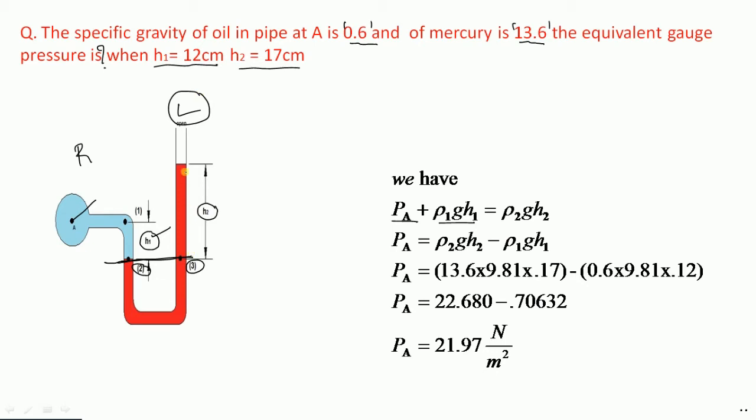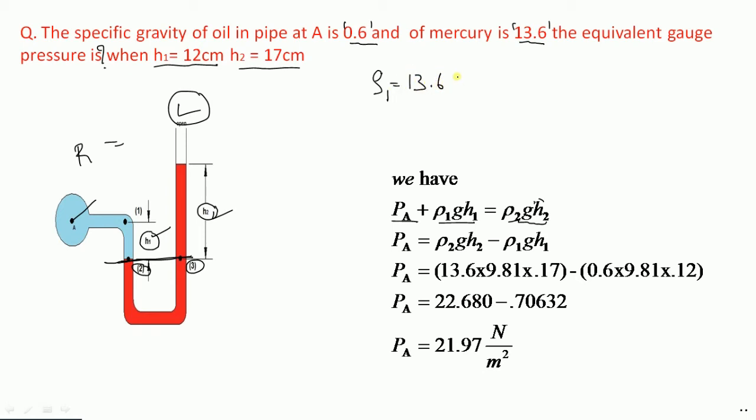Here the pressure is due to H2. So this right side pressure is equal to left side pressure, that is rho 2 g H2 because of rise of H2. So we have the specific gravities, so we can convert that into density.